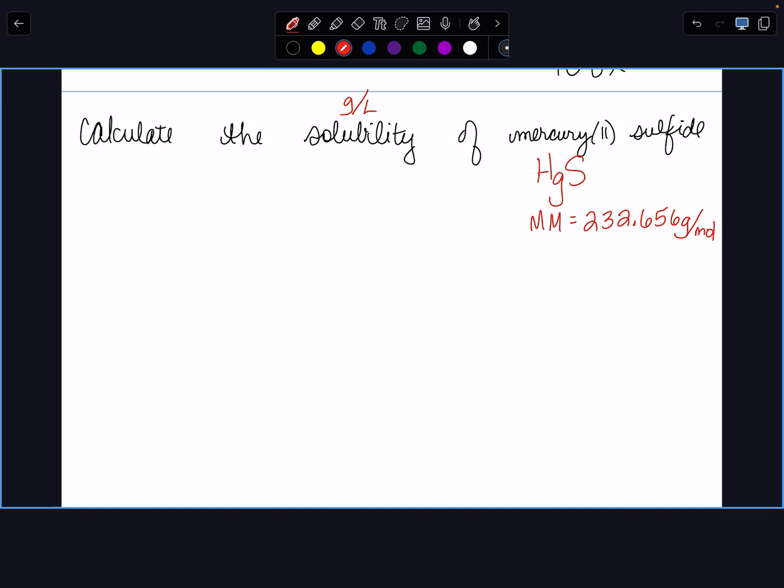Did you find that table y'all were looking for? What are you going to get from that table? The Ksp. Okay, what's the Ksp of it? 4 times 10 to the minus 54. Ooh, that's tiny, yeah. 4.0 times 10 to the minus 54. Okay, now what?